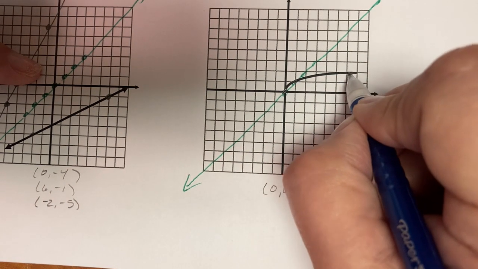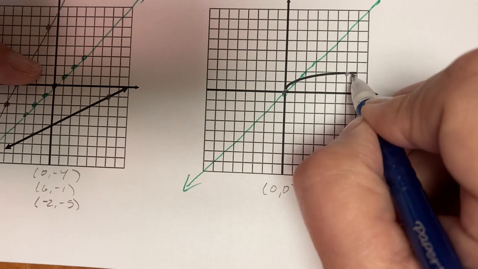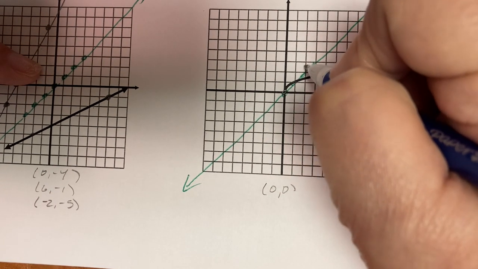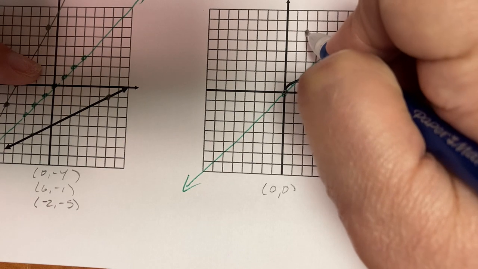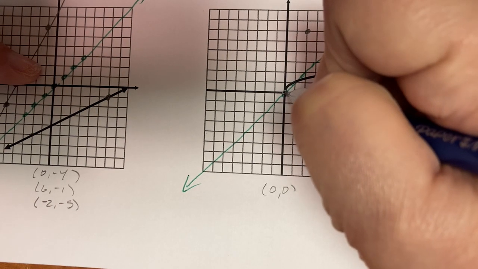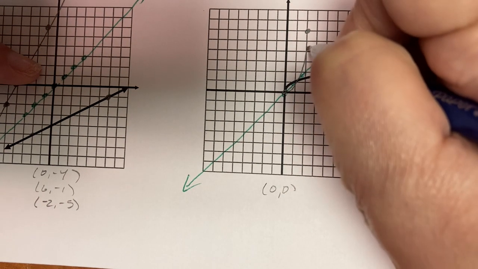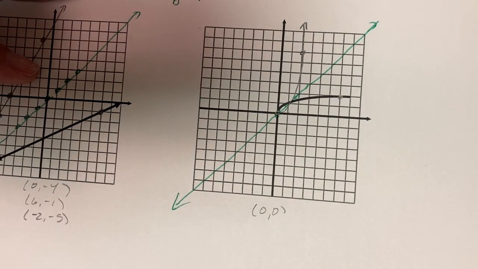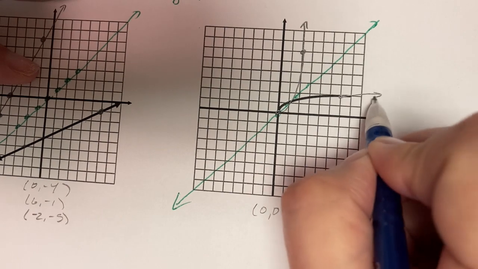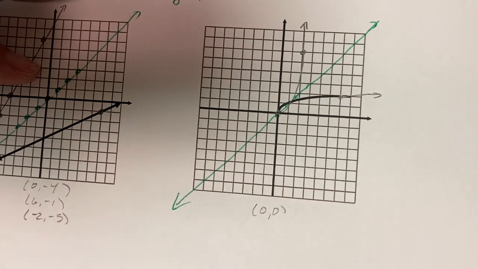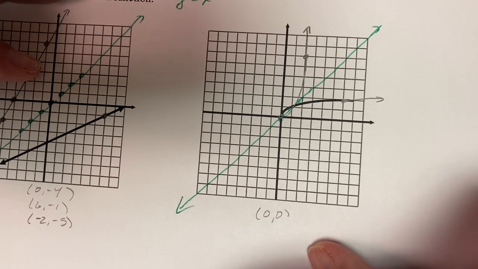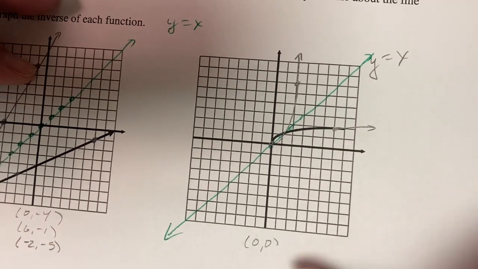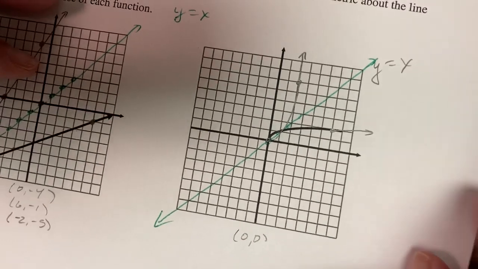But how about if I take this point right here? This point looks like (6, 2). So I'm going to graph (2, 6): 1, 2, 3, 4, 5, 6. So my inverse function is going to kind of go like that. Do you see the symmetry with the matching points? They'll always be symmetric with respect to the same line, and that line is always y equals x.